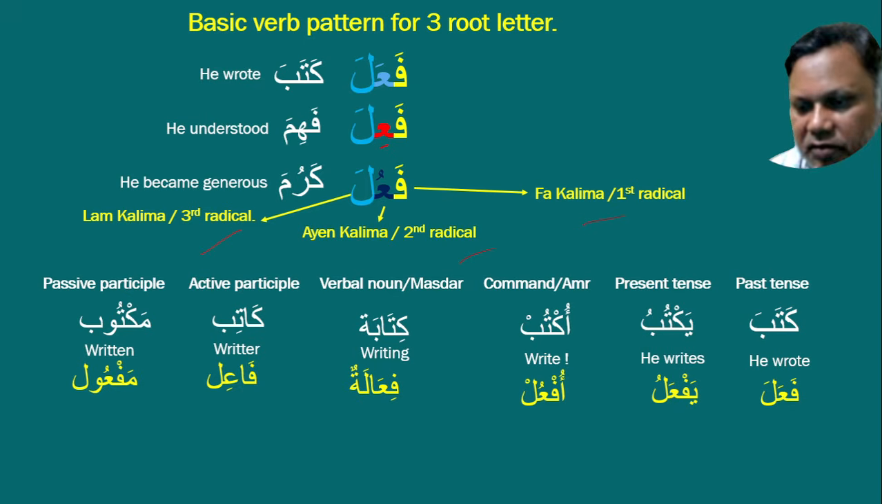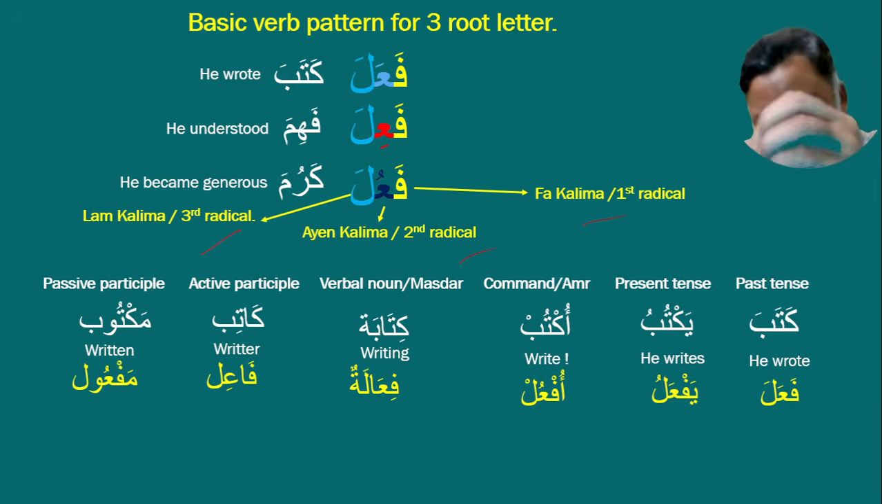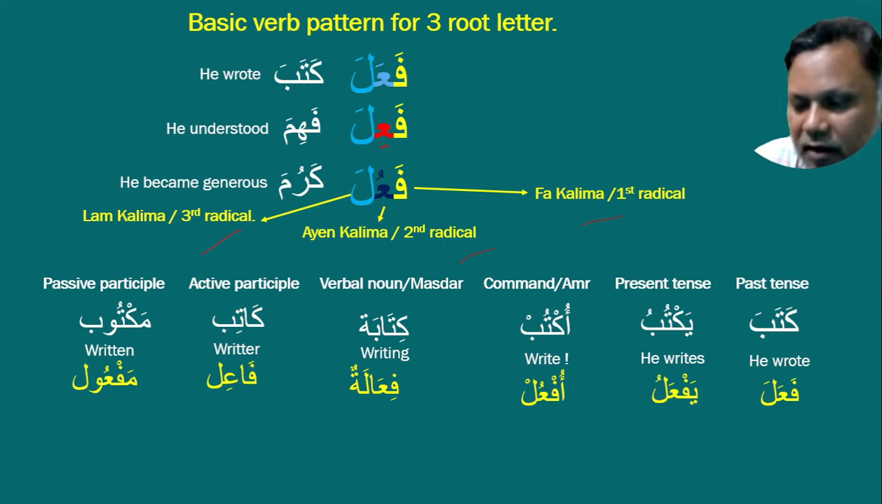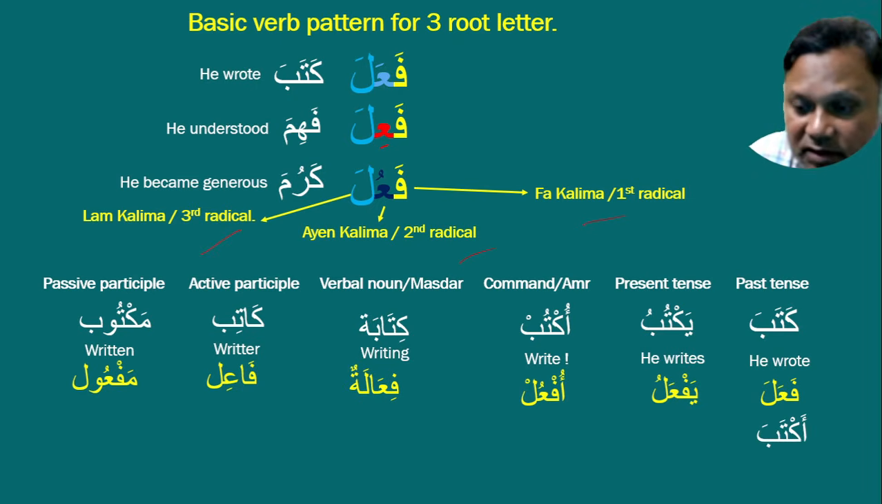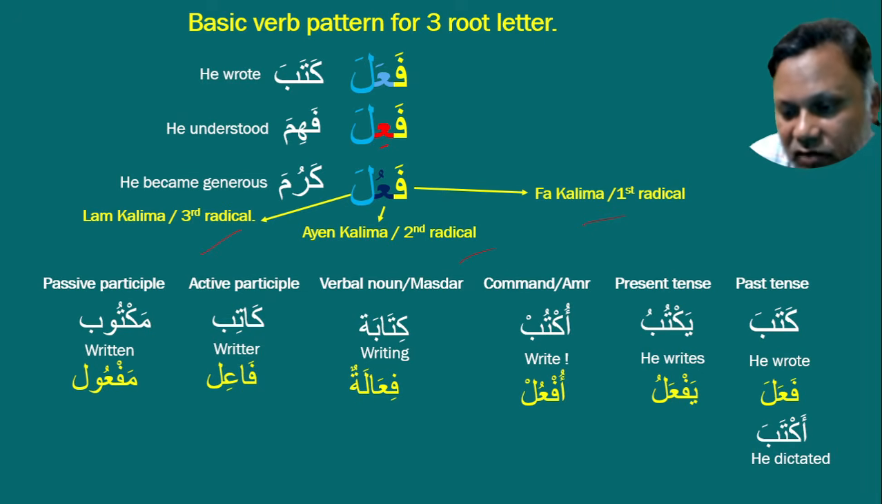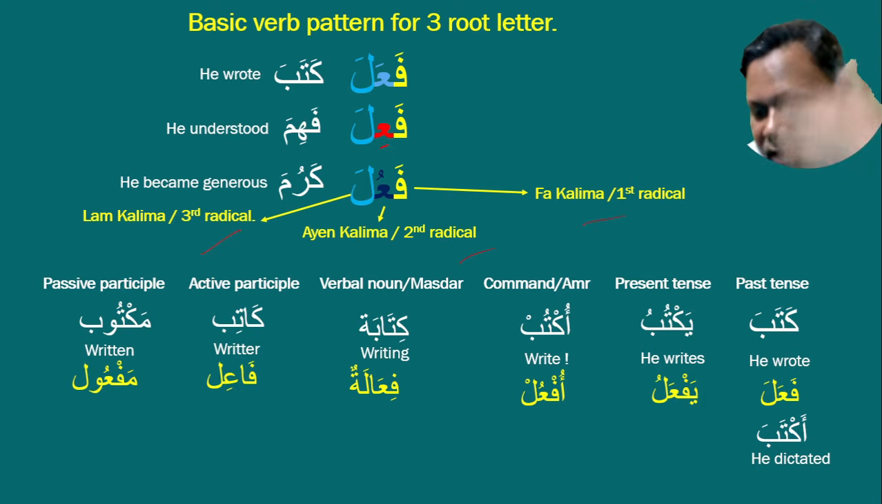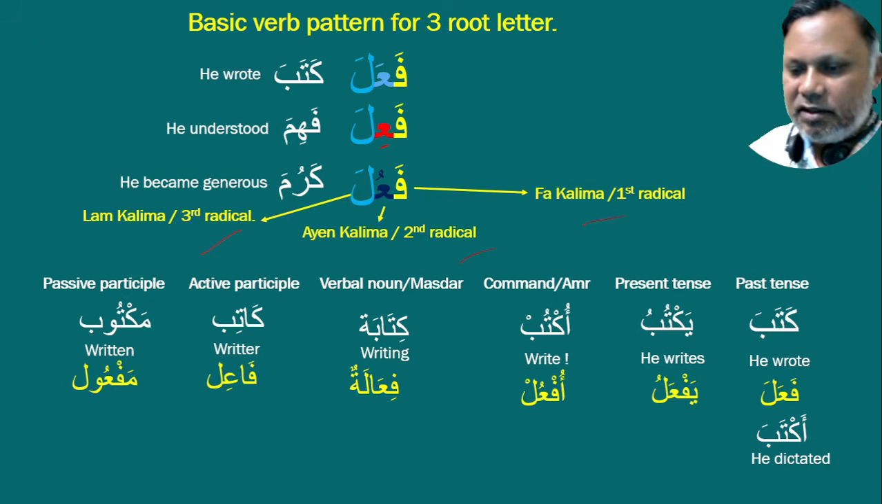Now, if we want to express something different related to kataba, like if we want to order someone to write something, as in a dictation class, then in Arabic a new verb comes in, called aktaba. Aktaba means he dictated. He was not writing himself, but he was instructing someone to write. So aktaba is used in this case: he dictated.